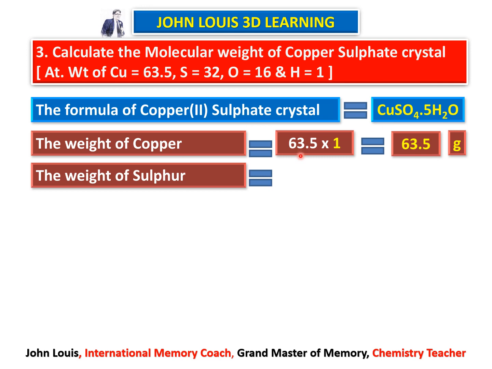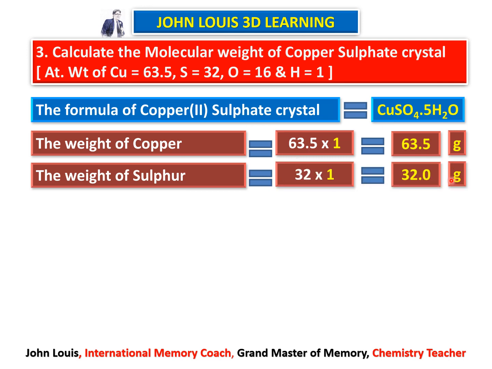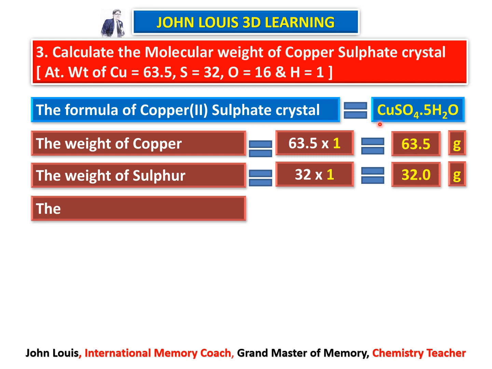That means only 1 sulfur there. Therefore 32 into 1 is equal to 32 grams. What is the next element? The weight of hydrogen is equal to, see what is the atomic weight of hydrogen? Atomic weight of hydrogen is 1.